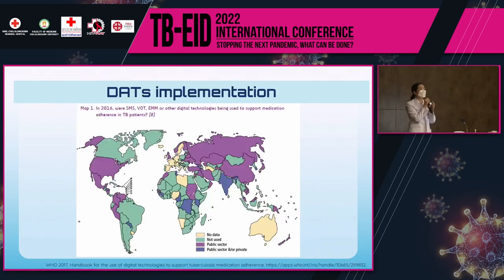In terms of implementation, this is a map from the WHO handbook on the use of digital technology, showing the countries that have implemented digital technology in their TB programs. The purple color indicates they have DAT in the public sector, and the dark blue in the private sector. At that time, Thailand didn't have any data about that yet.